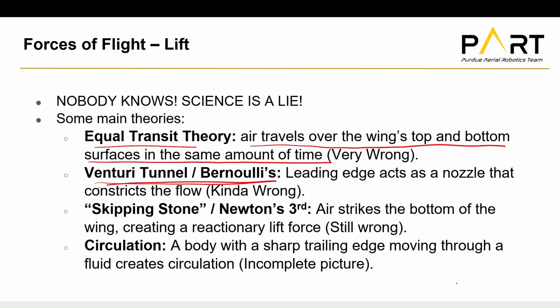Let's look at kind of Bernoulli's idea. The leading edge acts as a nozzle that constricts the airflow, right? Well, this is more correct. Equal transit was very wrong. This one's kind of wrong, right? There's not really anything that restricts the airflow if we're looking at the top side of an airfoil, right? As it comes over, okay? There's no wall here. It's not really a converging nozzle, all right? So it is true that airflow does speed up over the top, but it's not necessarily because of it acting like a converging nozzle.